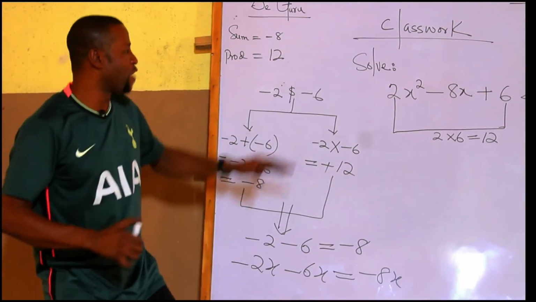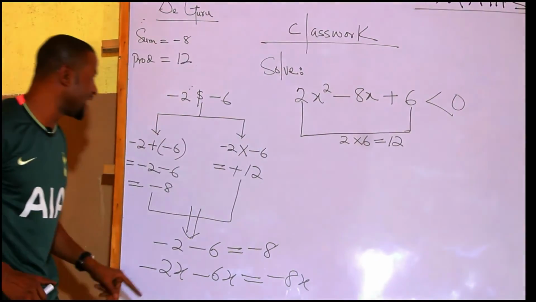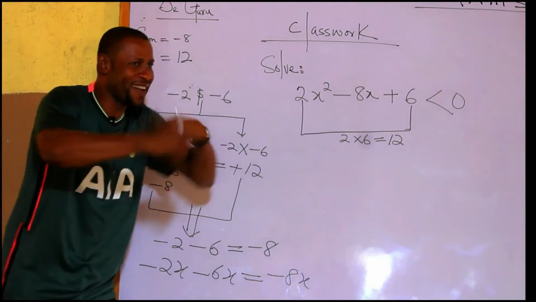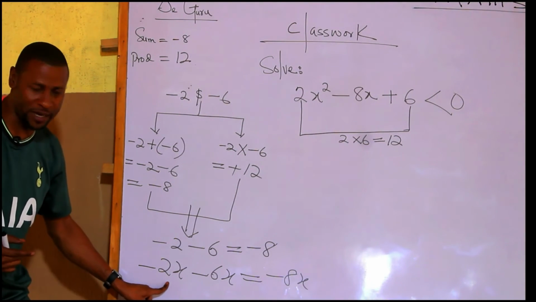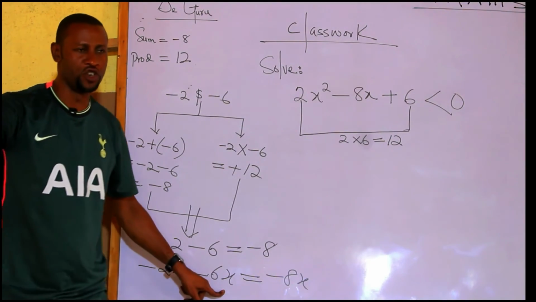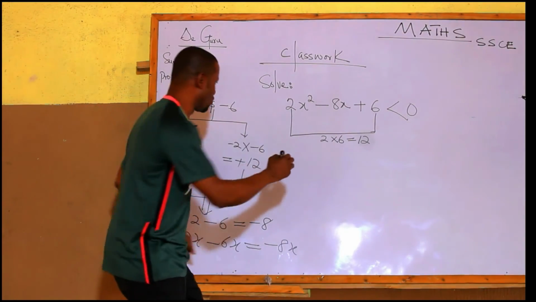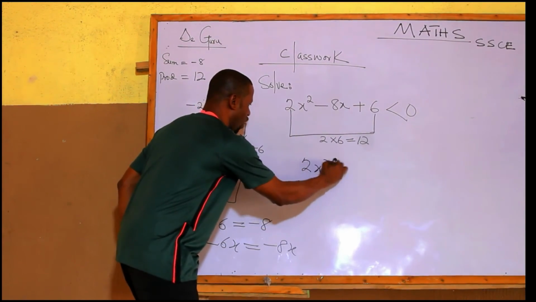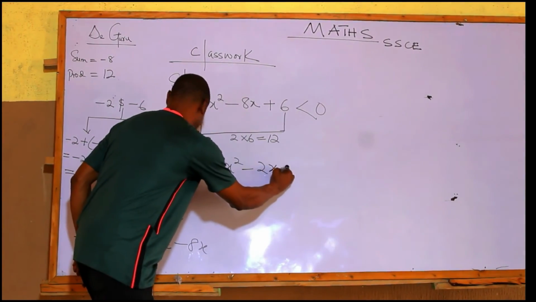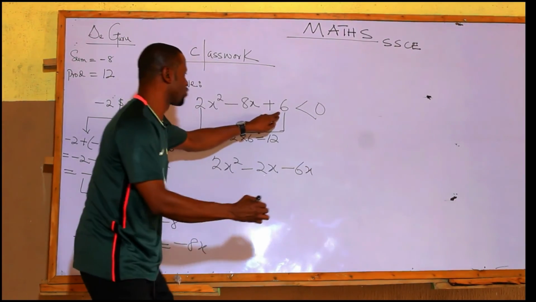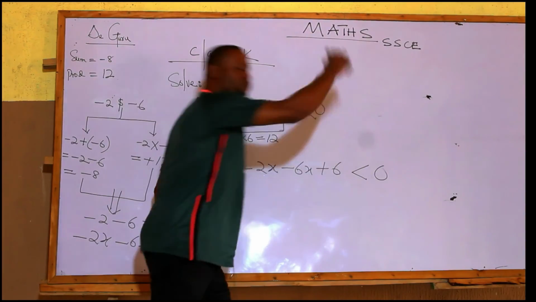Therefore, I will come back to the expression I'm factorizing. Anywhere you see minus 8x, rewrite it as minus 2x minus 6x. So I will write 2x squared, minus 2x, minus 6x, plus 6, is greater than 0.